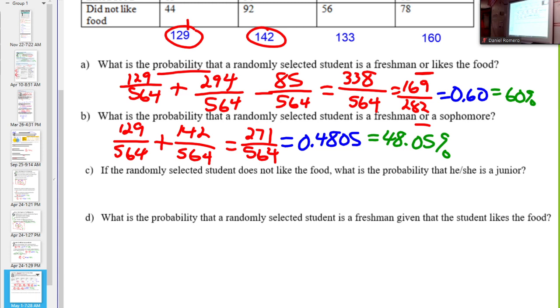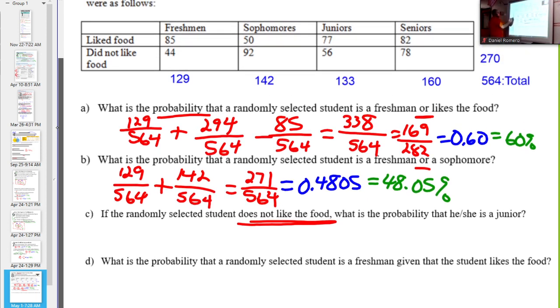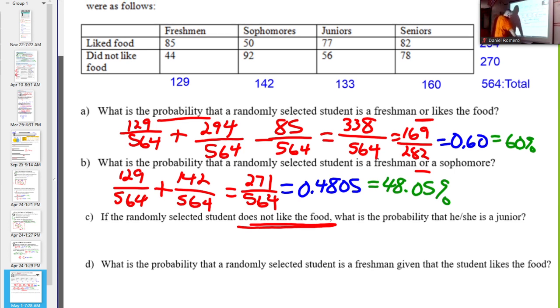If a randomly selected student does not like food, what is the probability that he or she is a junior? Okay, so now this is conditional probability. It exactly falls under the AND category. If we have already accepted that they do not like food, we are limiting our sample space. We are only looking at the row for not liking food. How many students do not like food? 270. So we're limiting our sample space to 270.